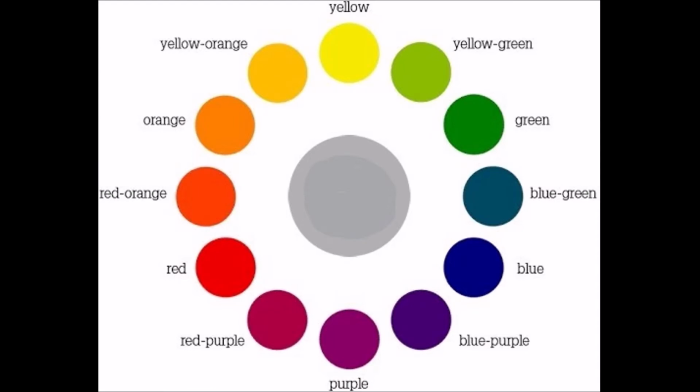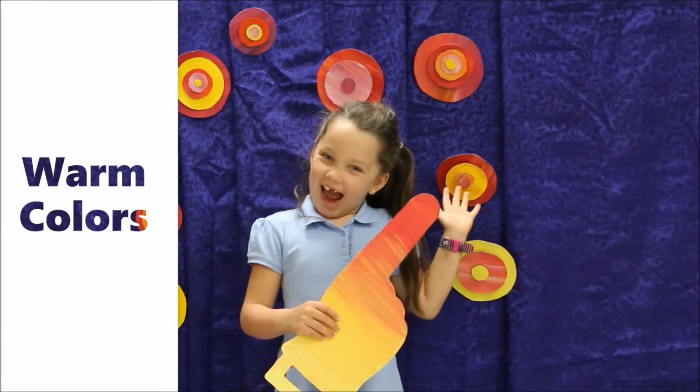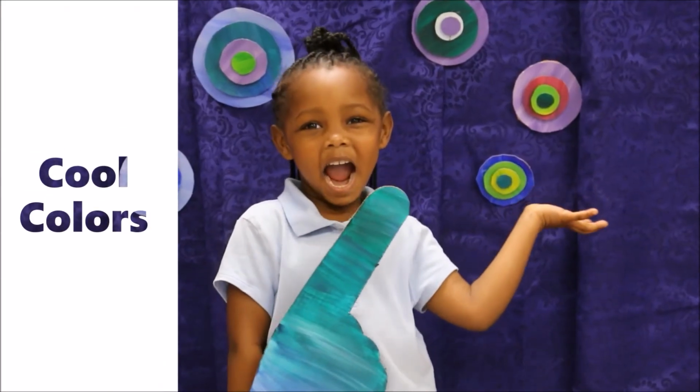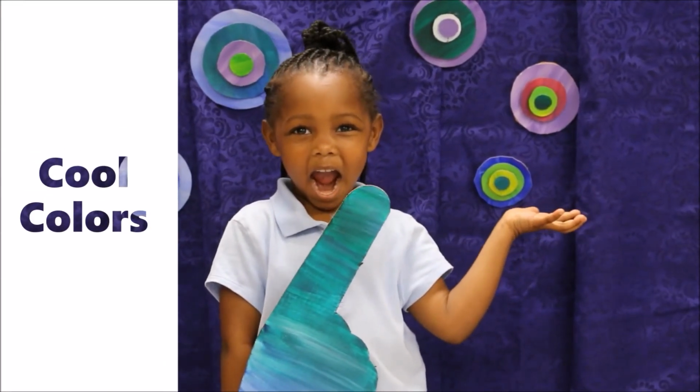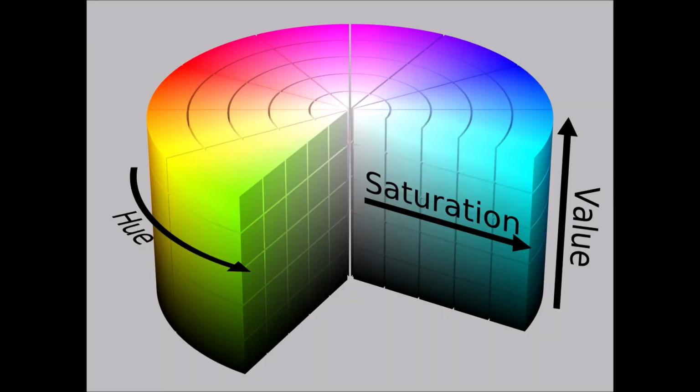The tertiary colors are a mixture of a primary with a secondary color. While red, orange, and yellow are considered the warm colors, purple, blue, and green are considered the cool colors. Color contains characteristics including hue, value, and saturation.